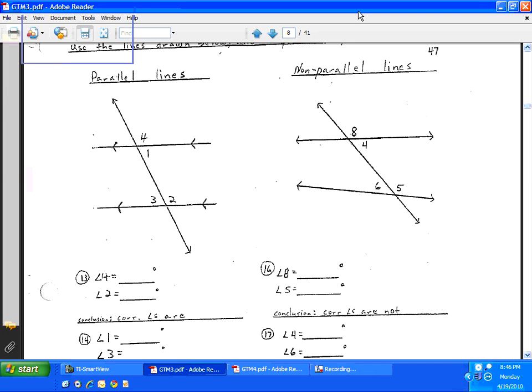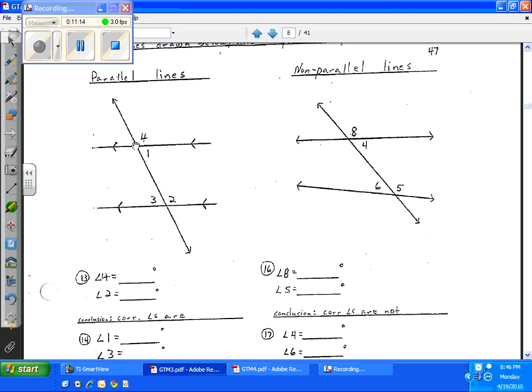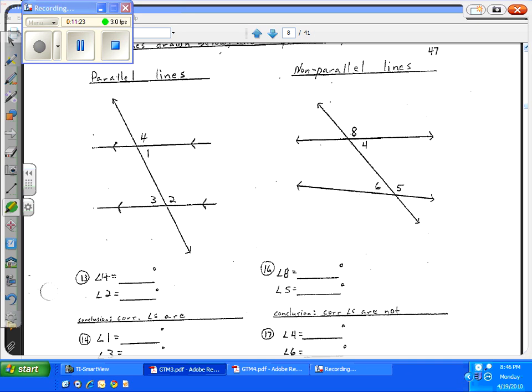is that when the lines are parallel, then, excuse me, my smartboard was catching up there for just a second. I apologize for the delay. Then those two angles right there are going to be congruent. The way we show parallel is arrows inside the lines themselves.